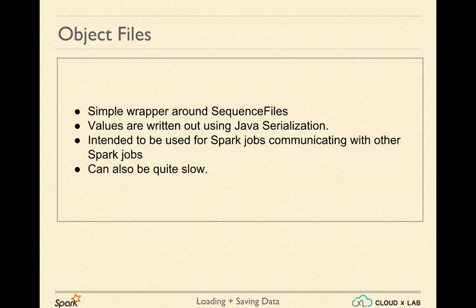You can save your complex data of RDD into object files. It is a simple wrapper around sequence files. The values are saved using Java serialization. Object file serialization is intended to be used for Spark jobs communicating with each other. This can be quite slow.